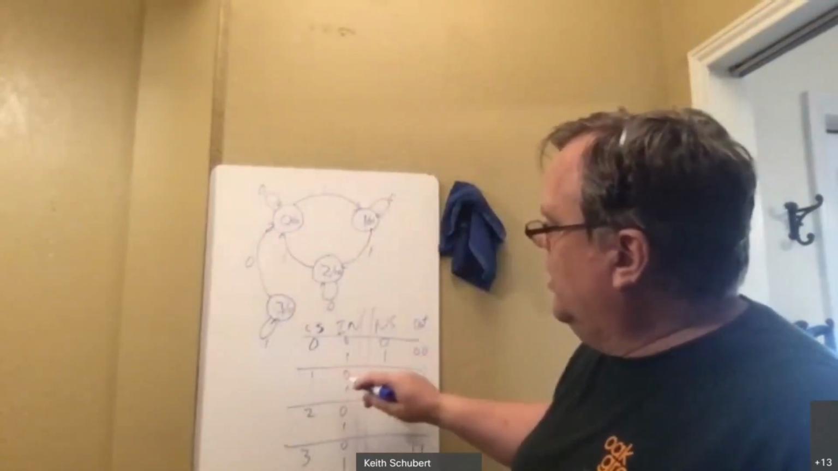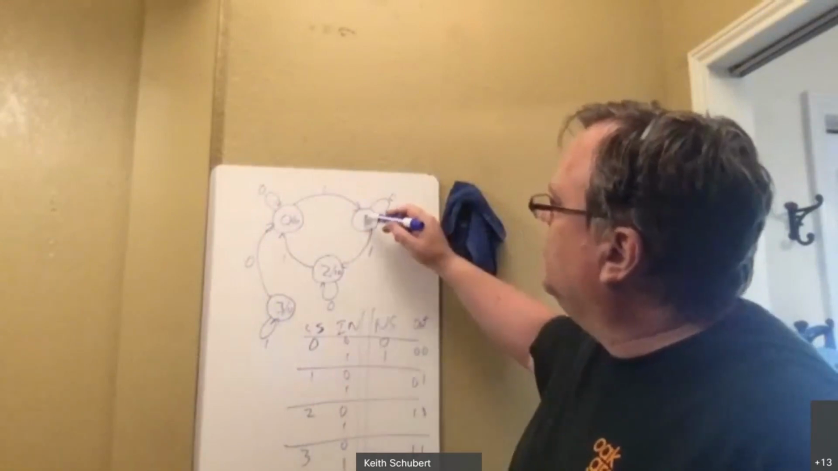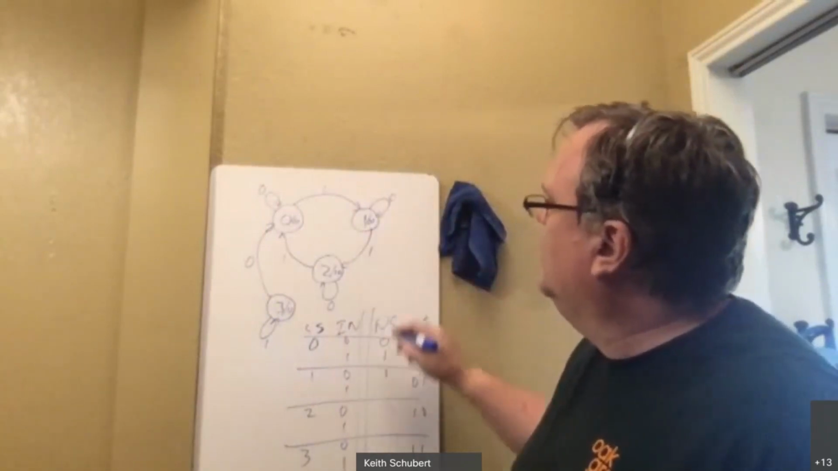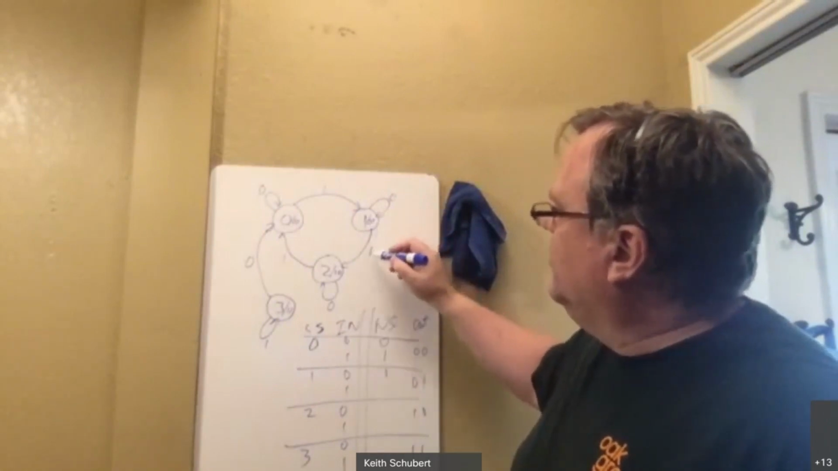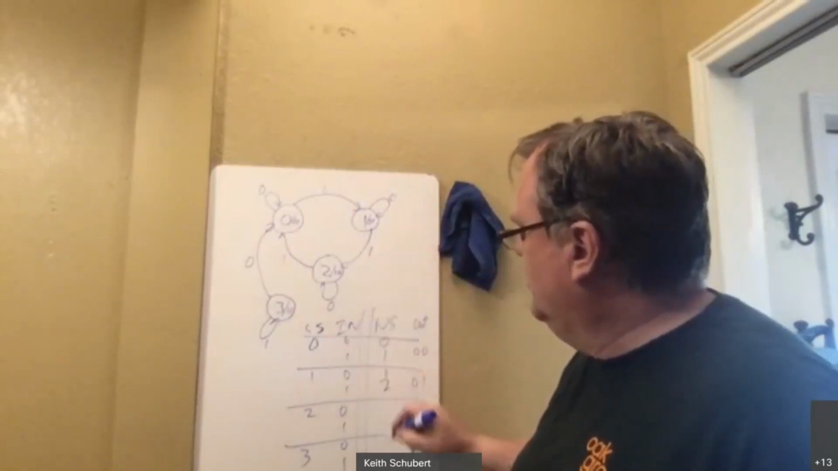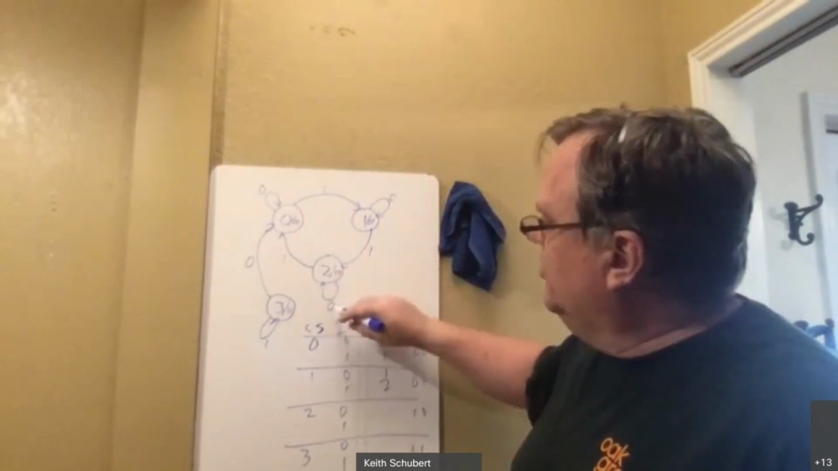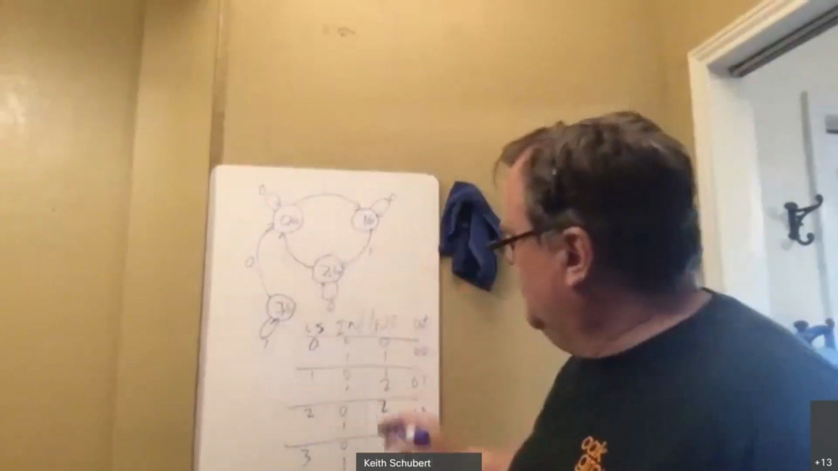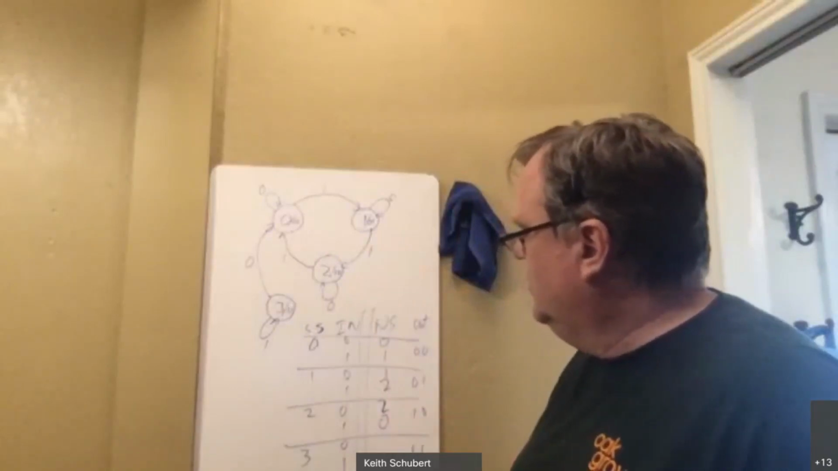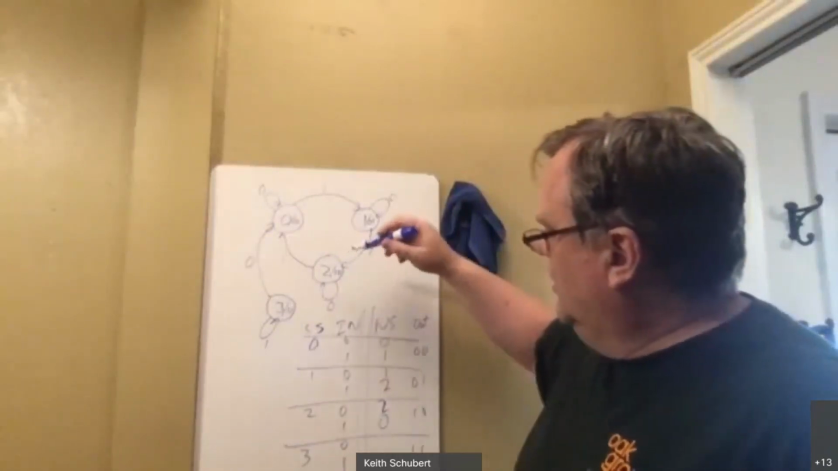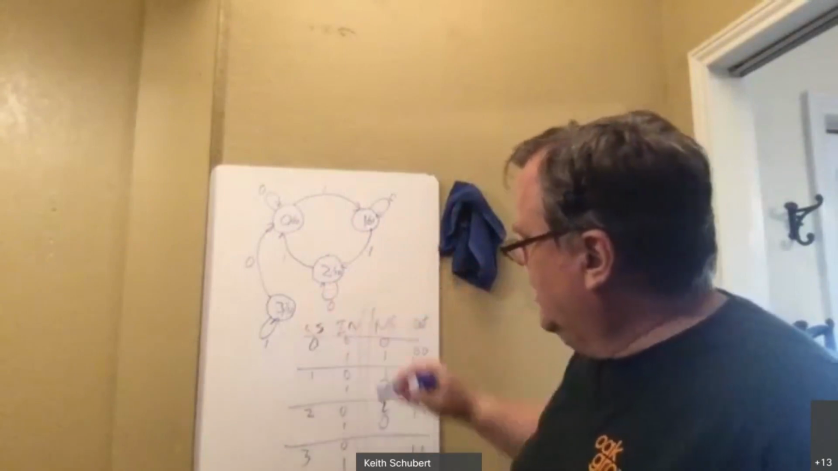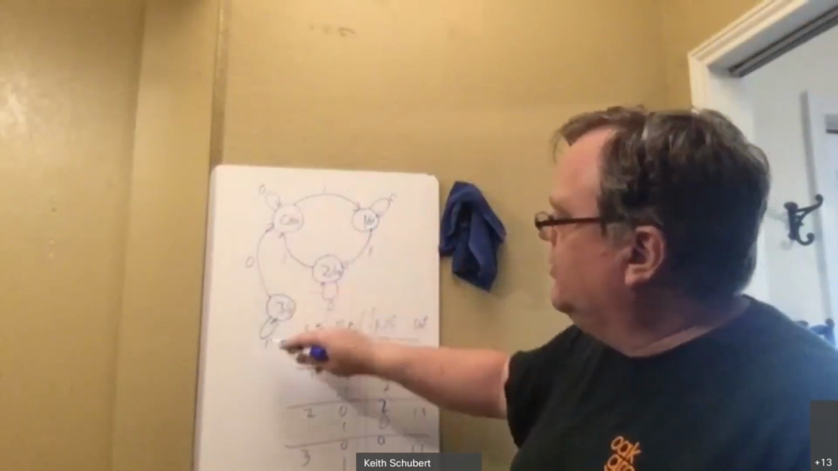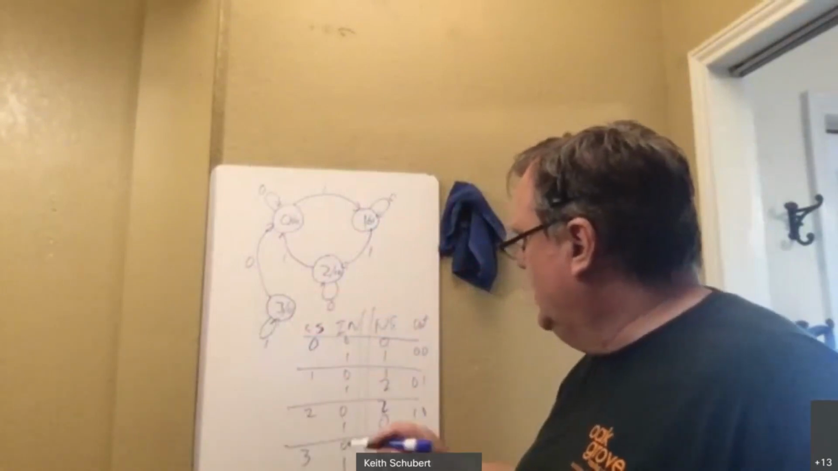If I'm at a 1, I can get a 0 or 1. So if I'm at a 1, I get a 0, I stay at 1. At a 1, get a 1, go to 2. At a 2, get a 0, stay at 2. At a 2, get a 1, go back to 0. At a 3, get a 0, go to 0. At a 3, get a 1, stay at 3.